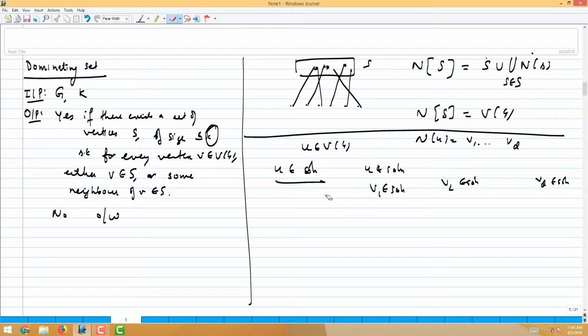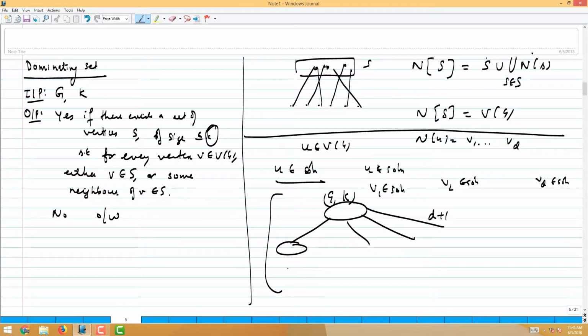So what is one problem that you see? The number of neighbors of any vertex could be very large. First of all, what kind of a branching algorithm will it give? You'll start with a graph G comma K, and you'll branch into D plus 1 branches. And the depth of this tree, at each point we'll reduce K by 1, because we are deciding to put a vertex in the solution. So the depth of this naively will be K.